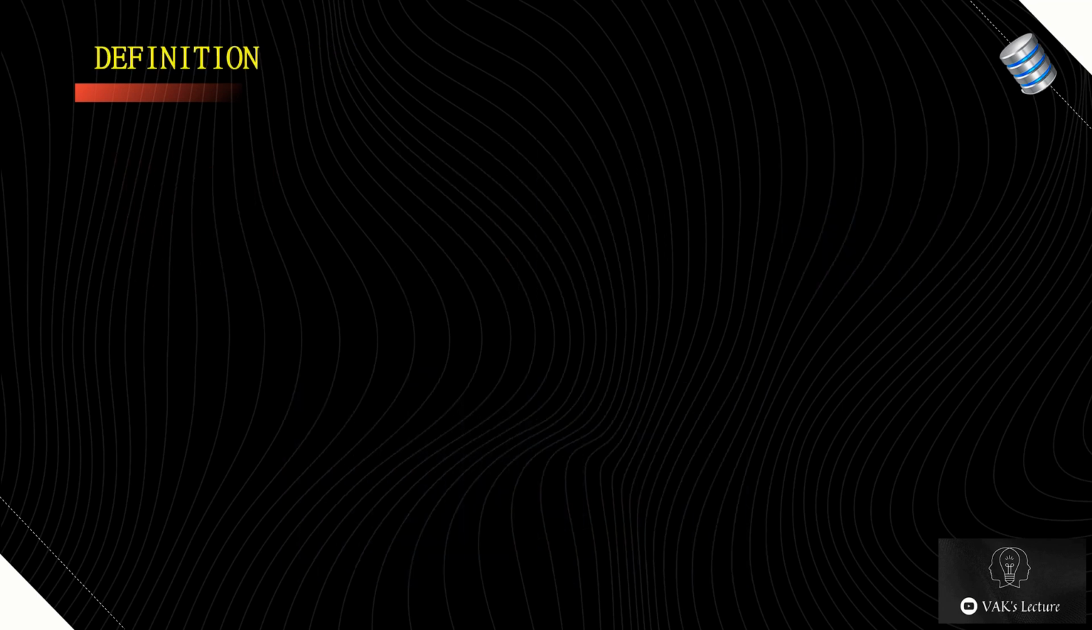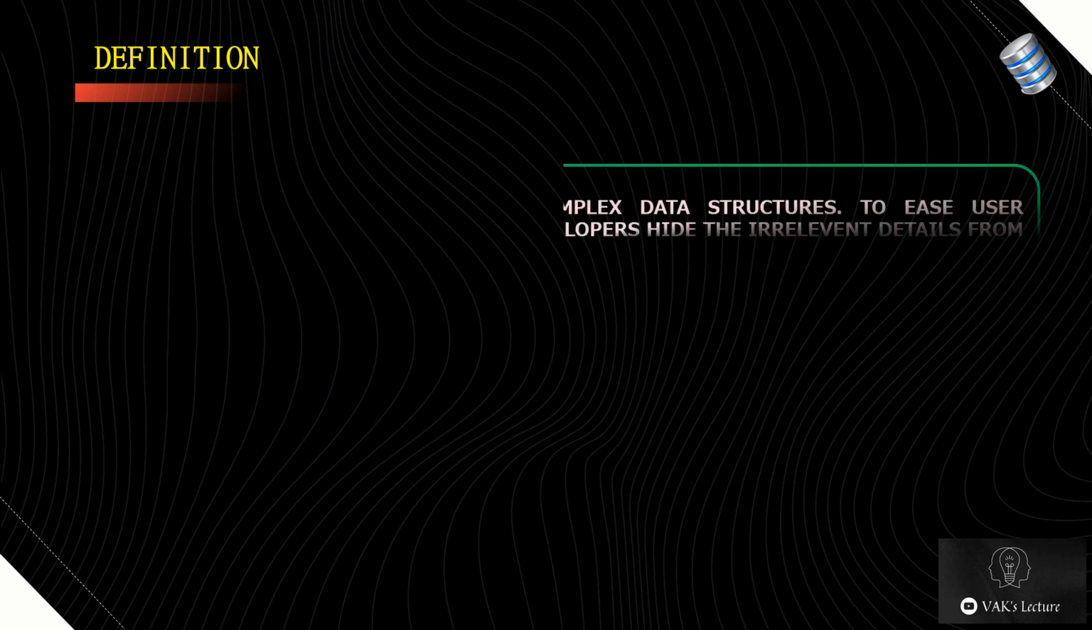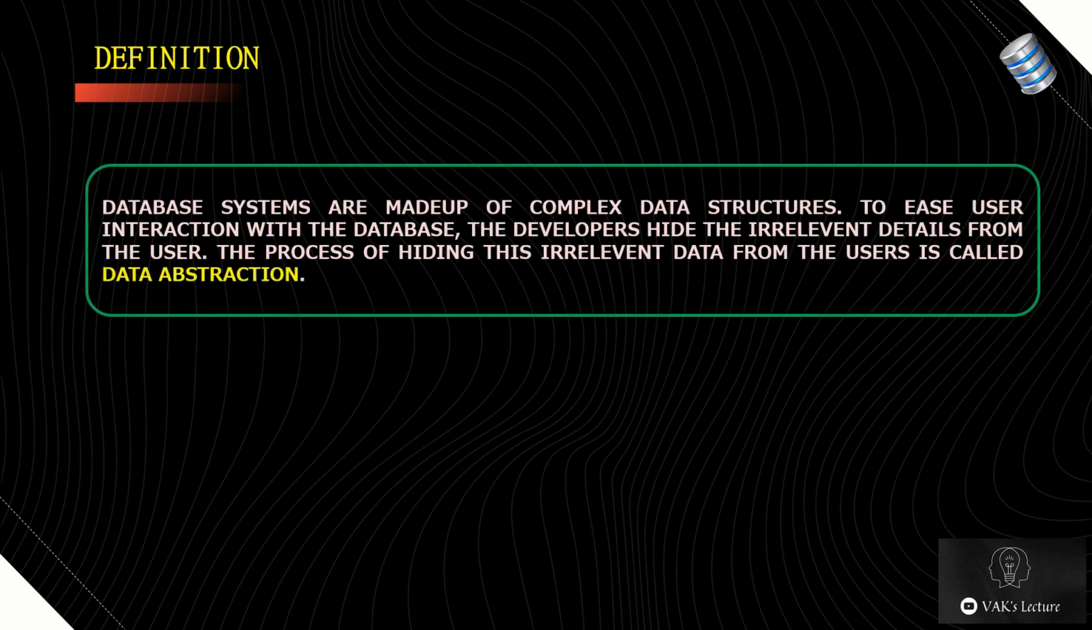Let us start with the definition. Database systems are made up of complex data structures. To ease user interaction with the database, the developers hide the internal irrelevant details from the users. The process of hiding this irrelevant data from the users is called data abstraction.